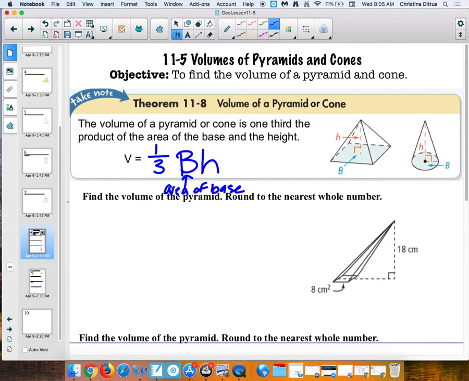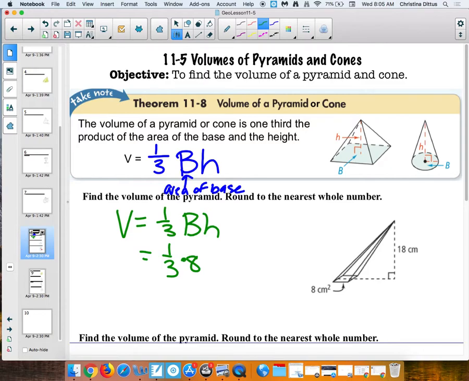Alright, other than that, it should be pretty straightforward. You find the volume of this little guy. 1/3 area of my base times my height. Looking at that weird shaped pyramid, what's the area of my base? 8 centimeters squared. So since it's labeled centimeters squared, I know that it's already area. Does that make sense? If it was just 8, you'd probably have to take 8 times 8. But this says 8 centimeters squared.